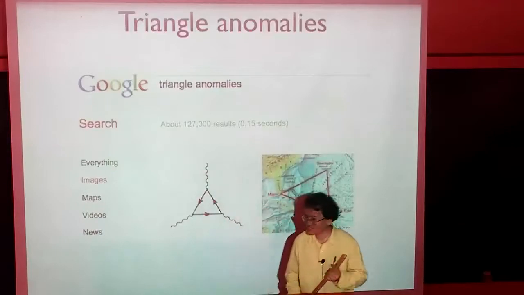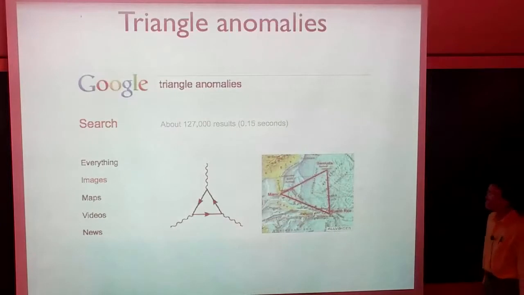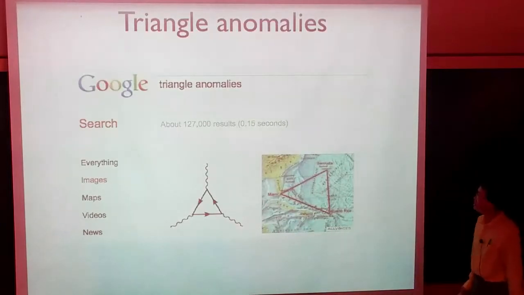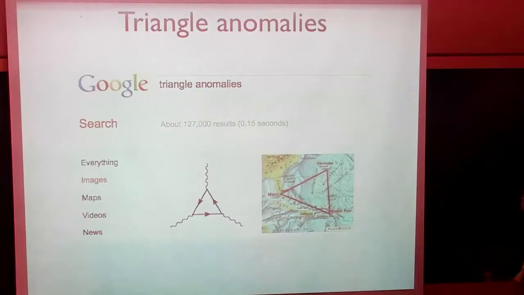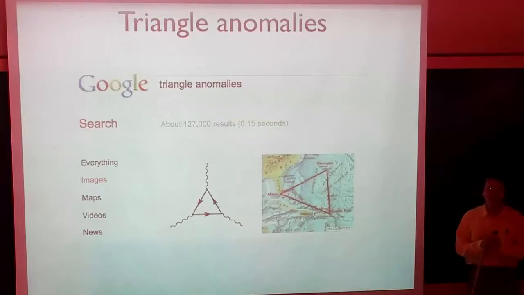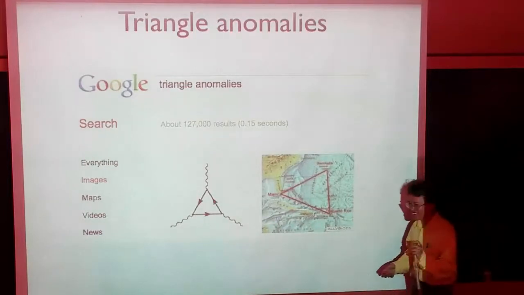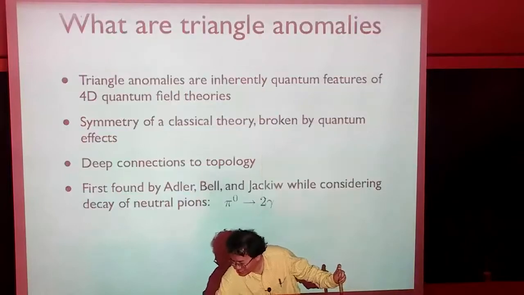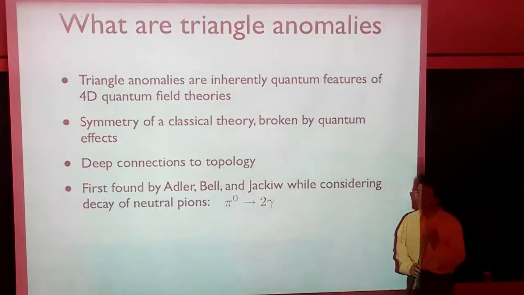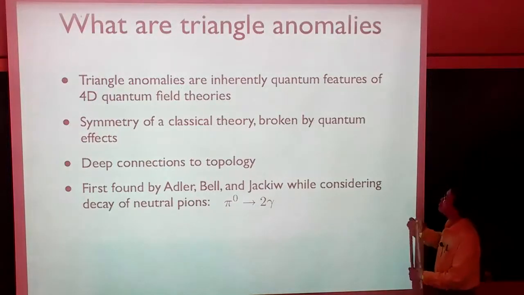Let's see. If I look at anomalies in the Cooper image, the first one is the triangle anomaly, and the other one is the Bermuda anomaly. The precise relationship between the two anomalies is beside the scope of this talk. I'm going to concentrate on the triangle anomalies. What are the triangle anomalies, or in general, chiral anomalies? They are inherently quantum features of quantum field theory. The triangle anomalies feature in 4D quantum field theories.